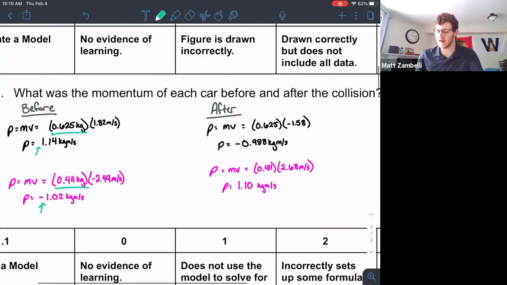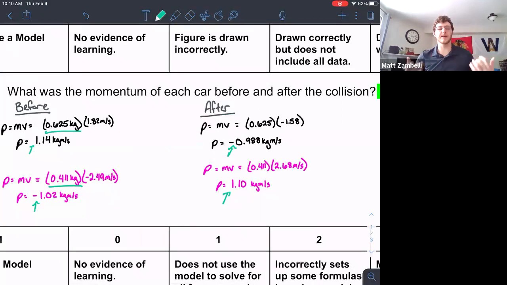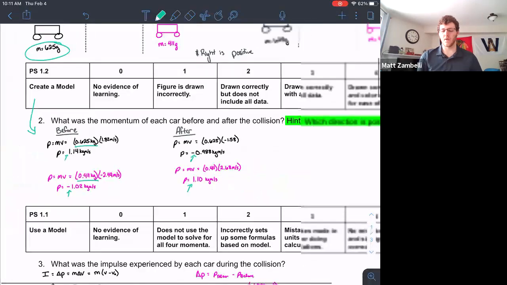Then afterwards, our momentum became negative for the truck and positive for the pink convertible because they went in opposite directions, and my negative was going to the left and my truck is now moving to the left. It is at negative velocity. Last but not least, our significant figures, each one of them should have 3, which is why we can see that each one of these has 3 significant figures. Any questions on 1 or 2?